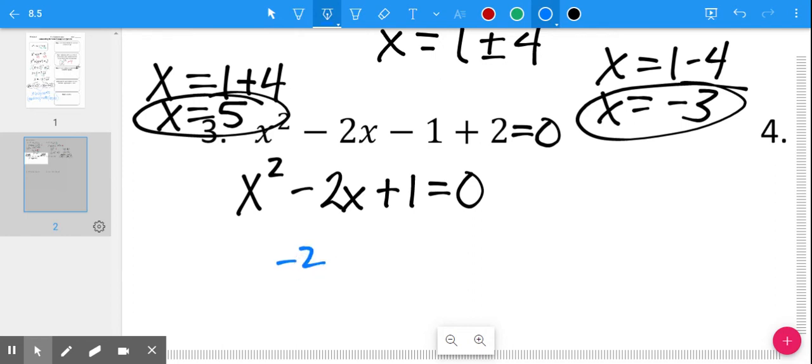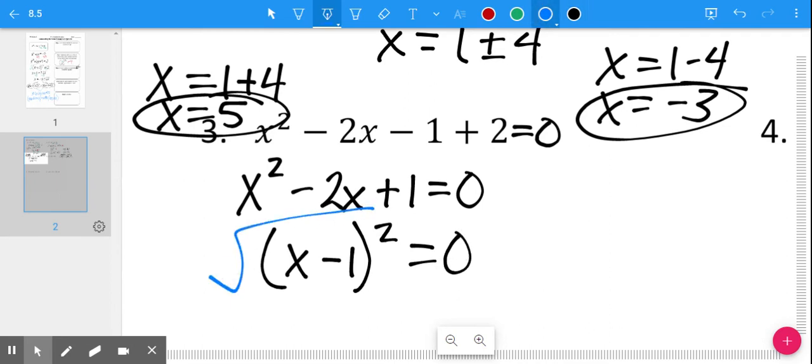So we have negative 2, which is our b value, divided by 2 squared. Sorry, this is already a perfect square. So all we have to do is x minus 1 squared equals 0.